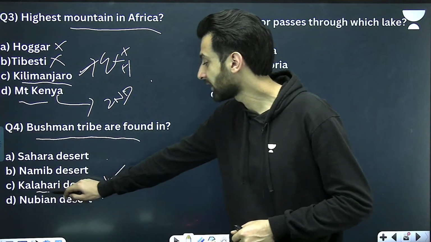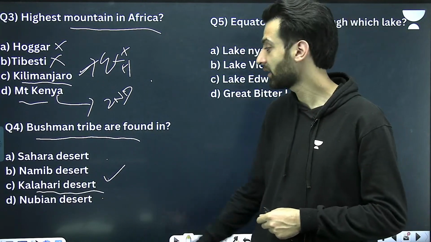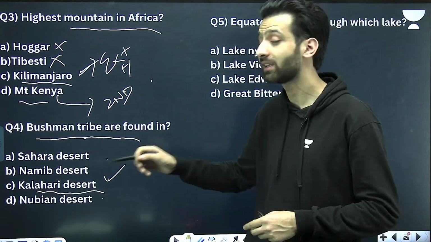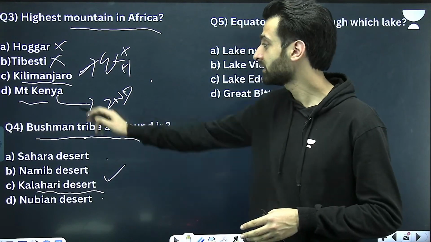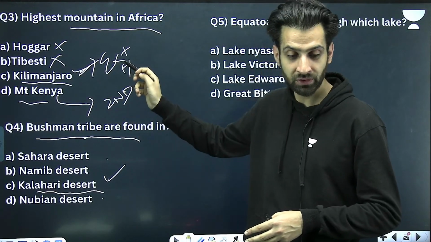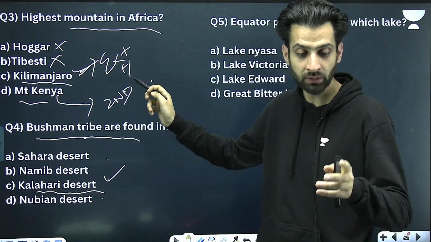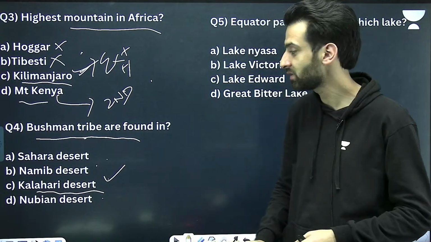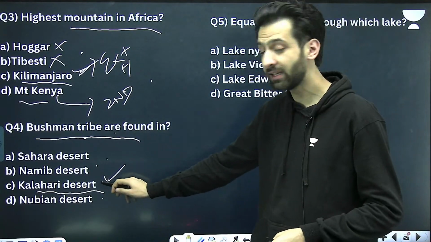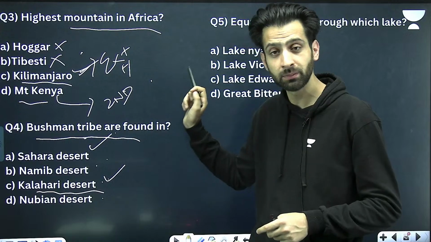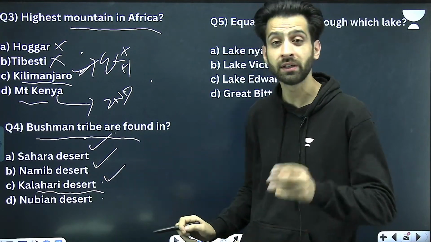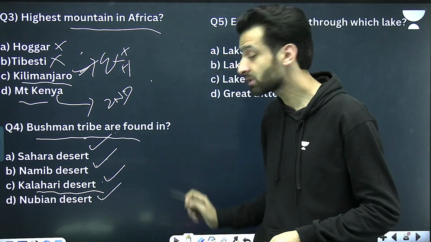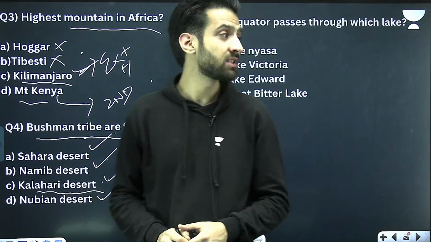And the answer is Kalahari Desert. That is your answer for Bushman tribes are found in the Kalahari Desert. And this is Kilimanjaro. Nishita, you are answering this question or this question. Please mention the question number as well. So Bushman tribe are found in Kalahari Desert. Again, Sahara lies in the northern part of Africa. Namib Desert is located in Namibia, and Nubian Desert is located in Sudan. So that is the answer of that question.